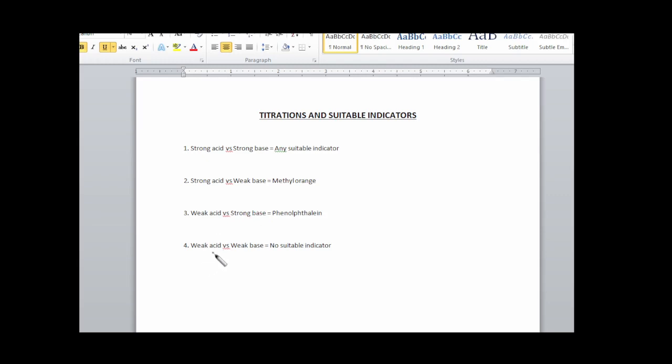And lastly, if you have a weak acid and a weak base, no suitable indicator is used. Any type of indicator you use probably will not give you a suitable result, because the reaction is going to be very vulnerable. So for weak acid, weak base, we have no suitable indicator. All of these that have been listed are the possible answers to some practical questions that can come your way in question 3 in form of the practical question.